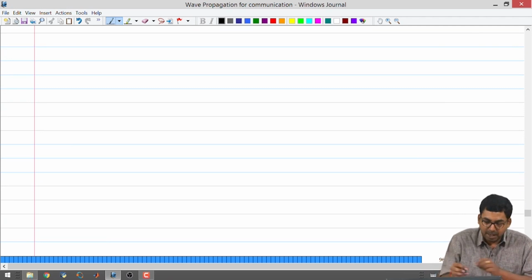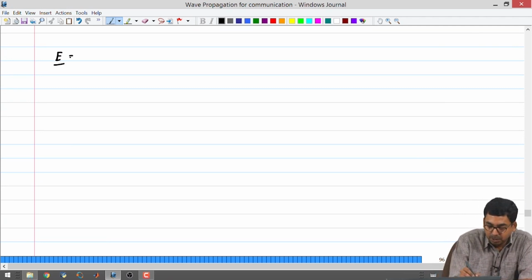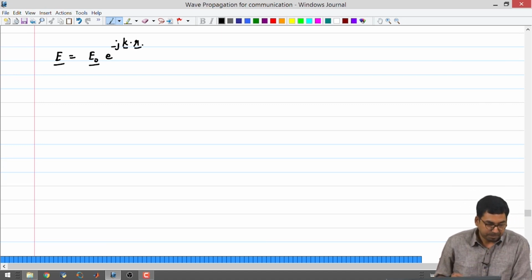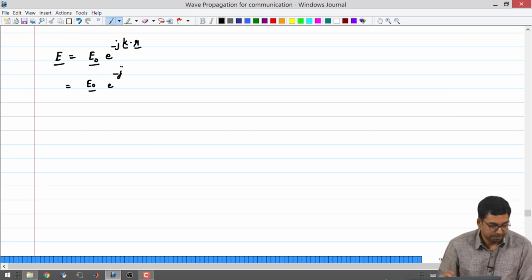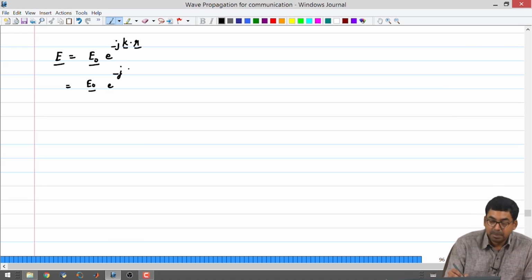Okay. So, we have the electric field expression to look like E naught e to the minus j k dot r. We can always write this down as e to the minus j, k is simply written as beta n hat. So, you can write this down as beta, and you can take the dot product with r. r is x x hat plus y y hat plus z z hat in the most generic form. So, you can take the dot product.